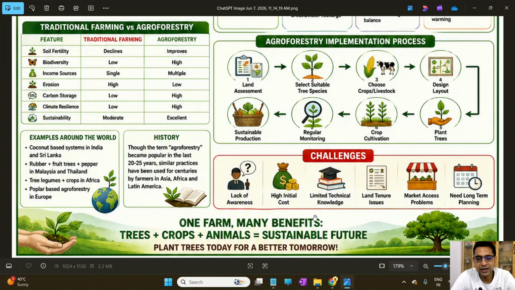So one farm, many benefits: trees, crops, animals, a sustainable future. Plant trees today for a better future.